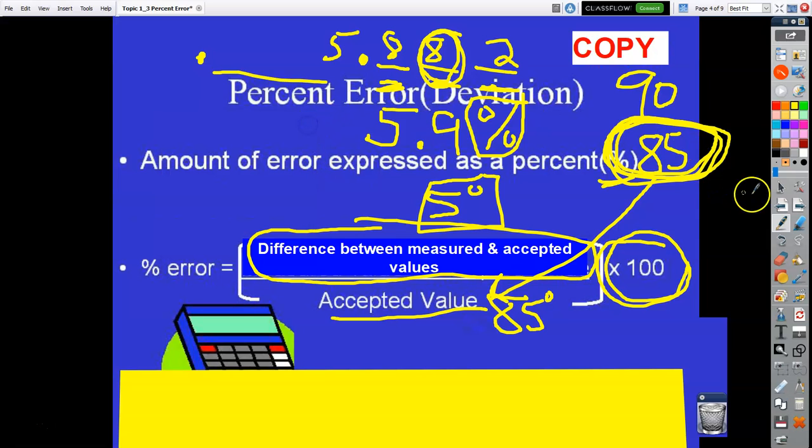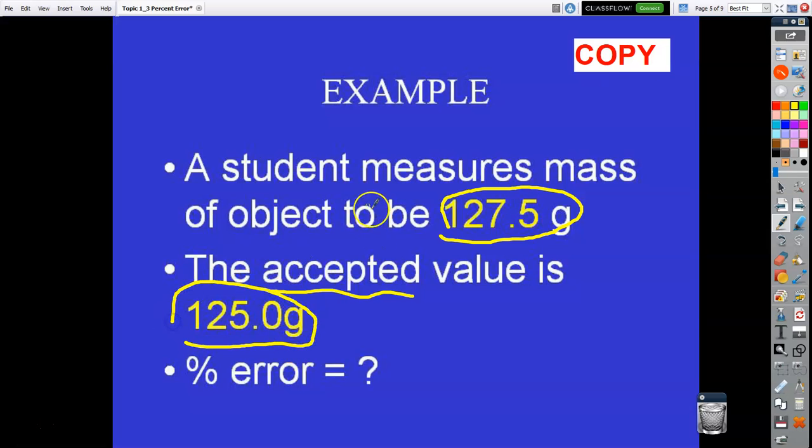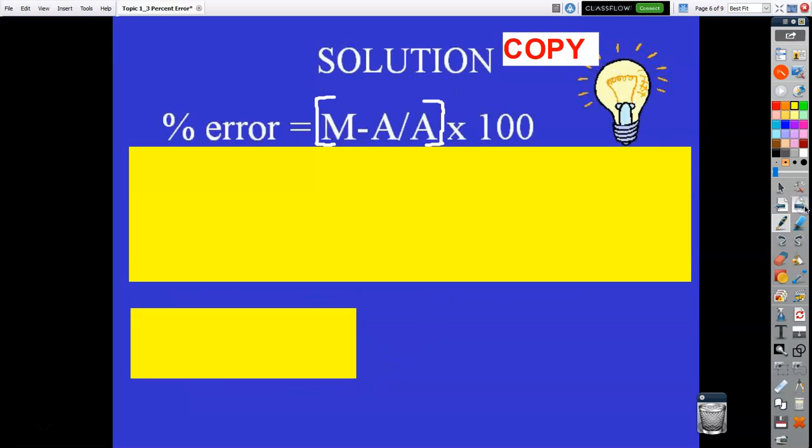Okay, let's do another example here. Let's say a student has a rock and they go to measure the mass of the rock, and they put it on a scale, and the student measures the mass to be 127.5 grams. And Mr. Rock comes back to the lab table and says, hey, great job, close. The actual value, or the accepted value, was 125 grams. So the student measures the mass to be 127.5, but the actual or accepted was 125. We want to use those numbers and that equation that I just showed you on the last slide to come up with the percent of error. So let's go to that.